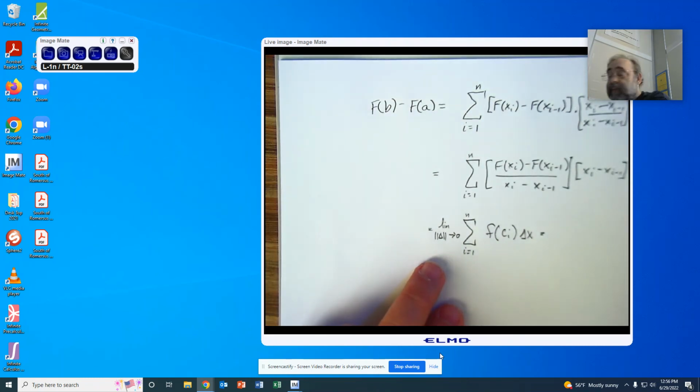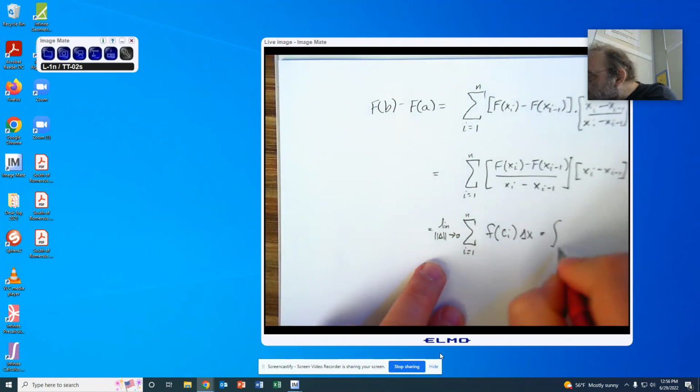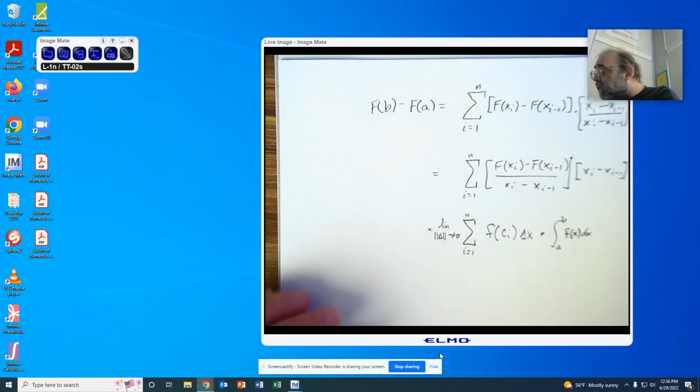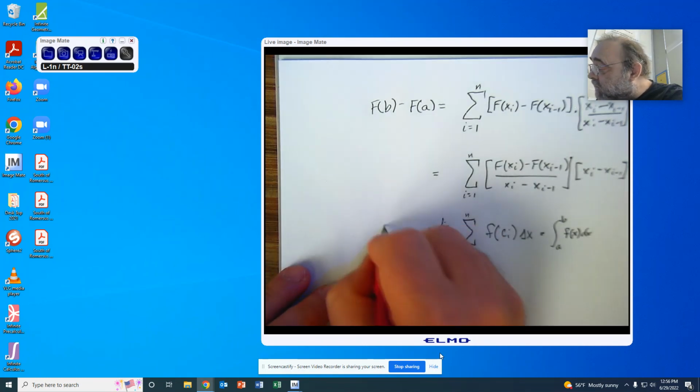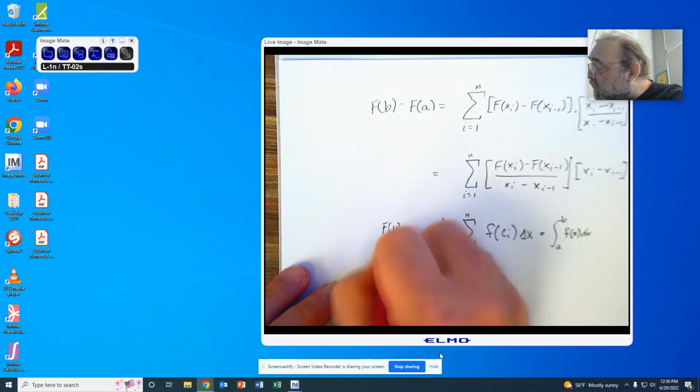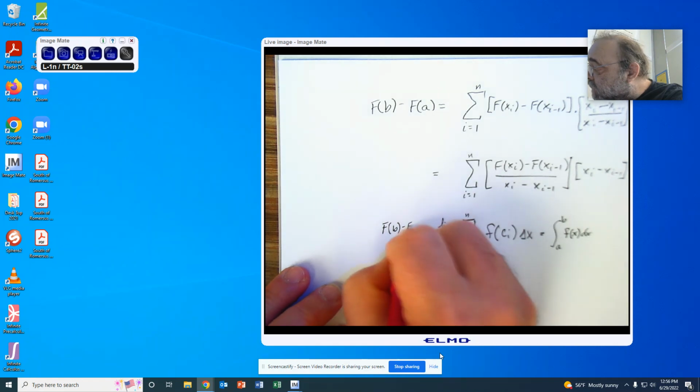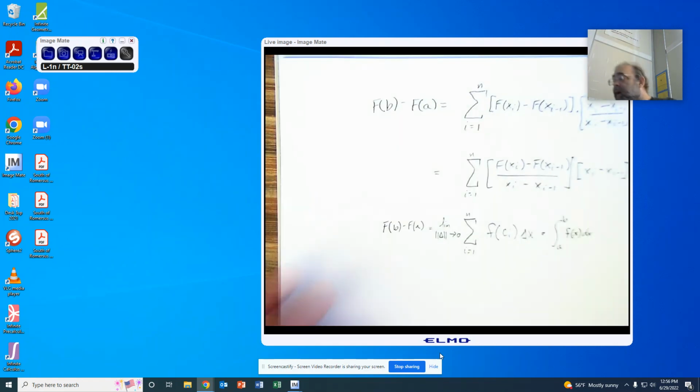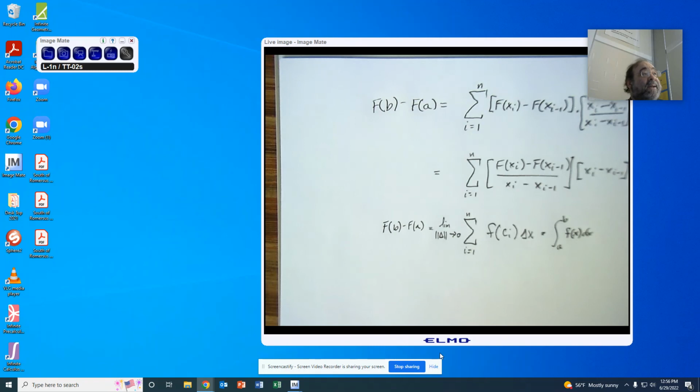Notice what we have. This is the integration from a to b of that derivative, df of x, dx, our differential. And we've now set it equal to the antiderivative, working with the two endpoints. That is the fundamental theorem of calculus.